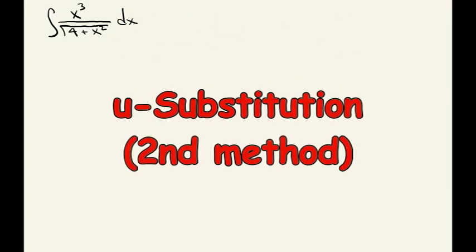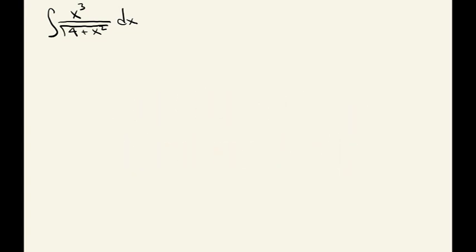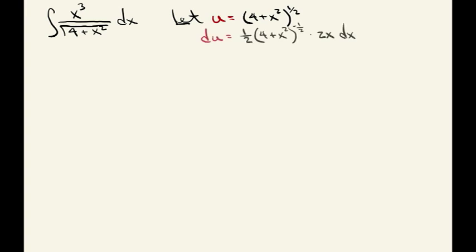In order to integrate x cubed over the square root of 4 plus x squared dx by u substitution, this time we're going to let u be the entire denominator, (4 plus x squared) to the 1/2 power. Well, du then is going to be the derivative of that, 1/2 times the quantity (4 plus x squared) to the negative 1/2 power times 2x by the chain rule, dx. So isolating dx gives us the square root of 4 plus x squared, all divided by x, times du.